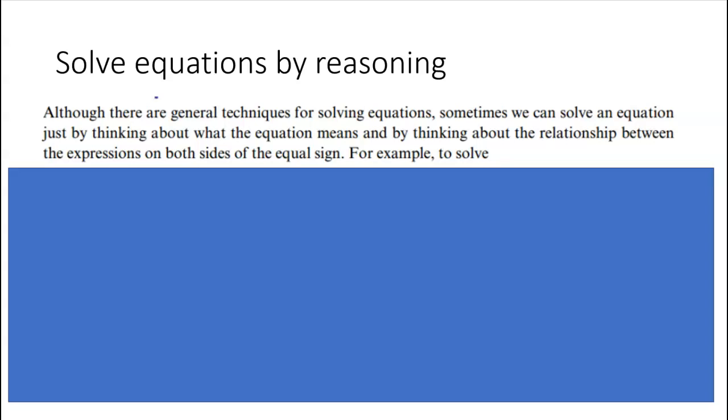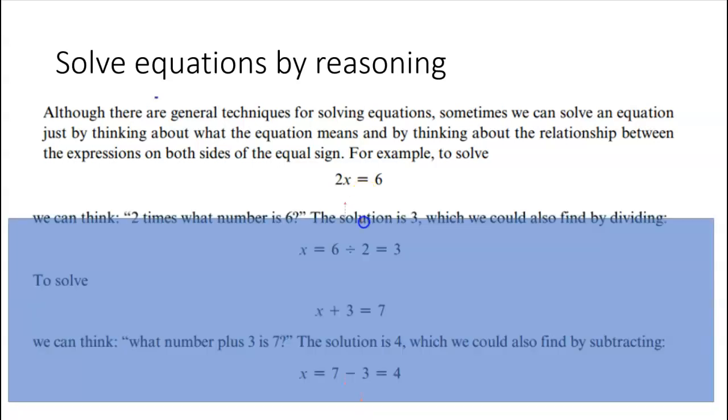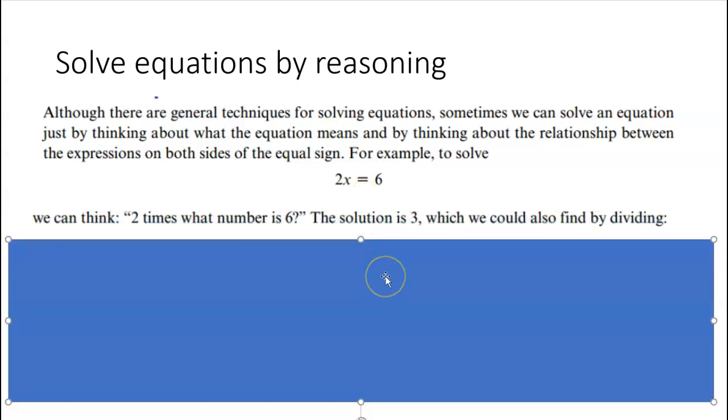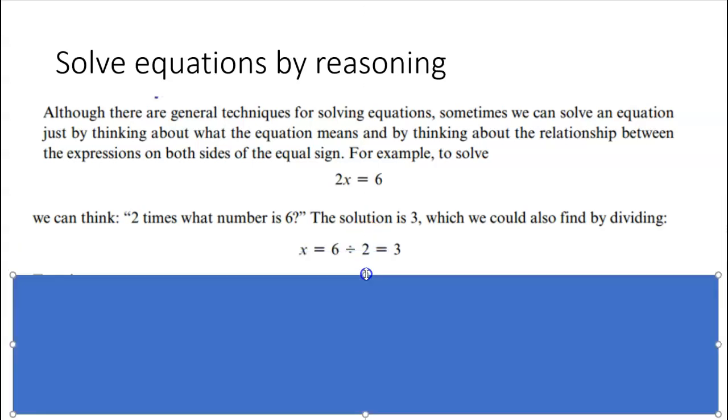All right, so we were just talking about pan balances, and you can also use hanger diagrams as well. But so we're going to solve equations by reasoning. So if we were to reason about 2x equals 6, we would think, 2 times what number is 6? The solution is 3. Another way is that we could divide it. We could say that x is equal to 6 divided by 2, right? We could divide both sides of the equation by 2, and we would get 3.